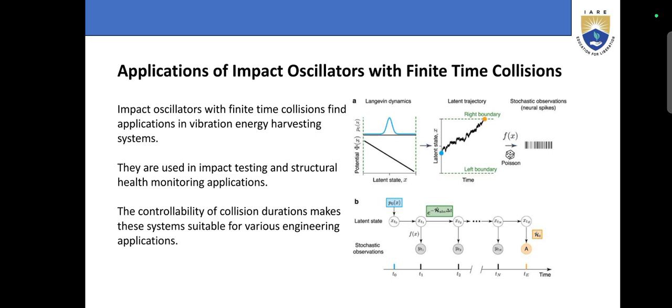Next, applications of impact oscillators with finite time collisions. Impact oscillators with finite time collisions find applications in vibration energy harvesting systems. They are used in impact testing and structural health monitoring applications. Here we see examples: Lagrangian dynamics, latent trajectories, stochastic observations, neural spikes, right boundary, left boundary, time, latent state, potential. In example B, latent state and stochastic observations, and the lines are the different examples in the structural health monitoring application. The controllability of collision duration makes the system suitable for various engineering applications.